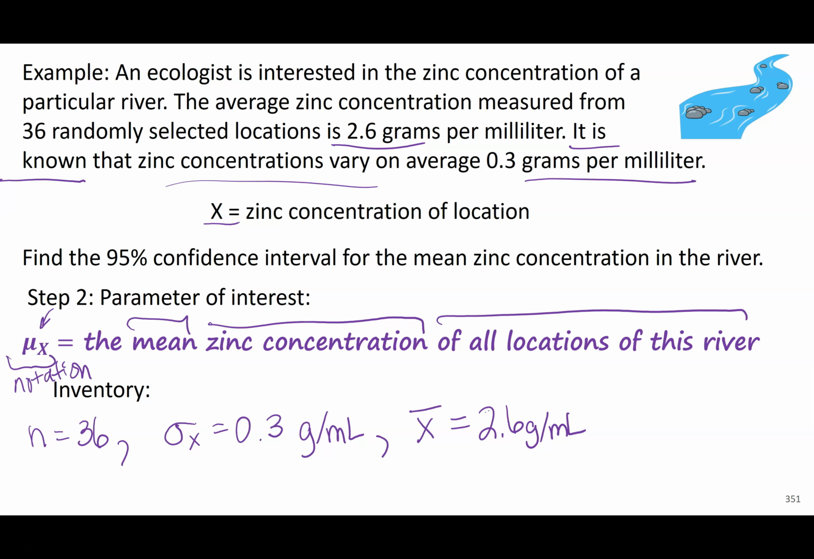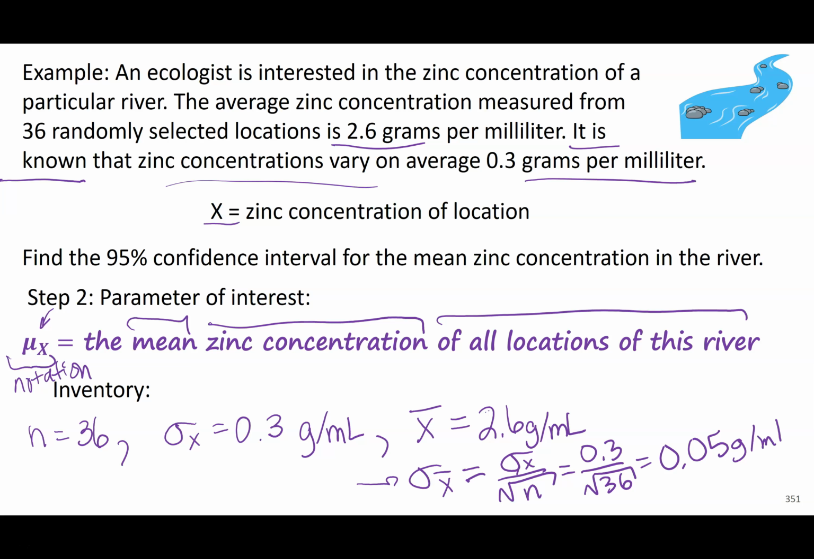So things to note too, well, I could calculate sigma of X bar. Definitely make sure you check the conditions, otherwise you don't want to use, well, it still would work. So 0.3 divided by the square root. Oh, let me write the notation. So sigma over root n, and that's just going to be 0.3 divided by the square root of 36. Oh, isn't that nice? You get like 0.05 grams per milliliter. So note, except for sample size, the units are going to stay grams per milliliter.